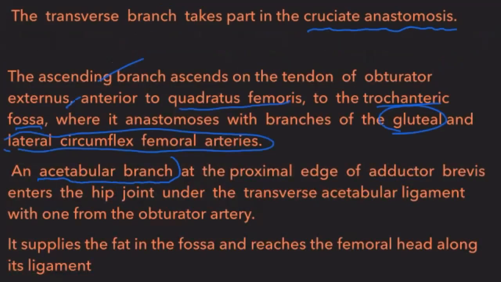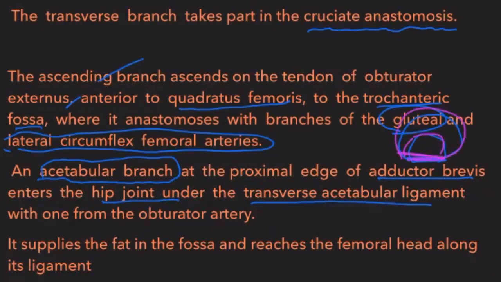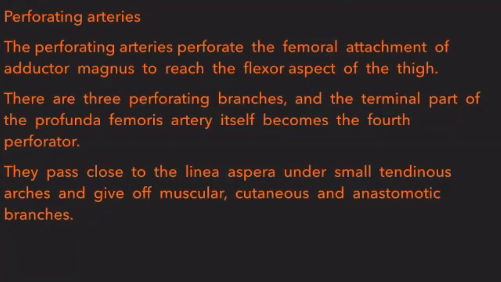An acetabular branch at the proximal edge of the adductor brevis enters the hip joint under the transverse acetabular ligament. That means this one, right? If this is the acetabulum, the ligament which traverses from this side to this side is the transverse acetabular ligament. It comes from the obturator artery. It supplies fat in the fossa and reaches the femoral head along its ligament. So it also has an acetabular branch along with ascending and transverse branches. Okay, that is regarding the medial circumflex femoral artery.